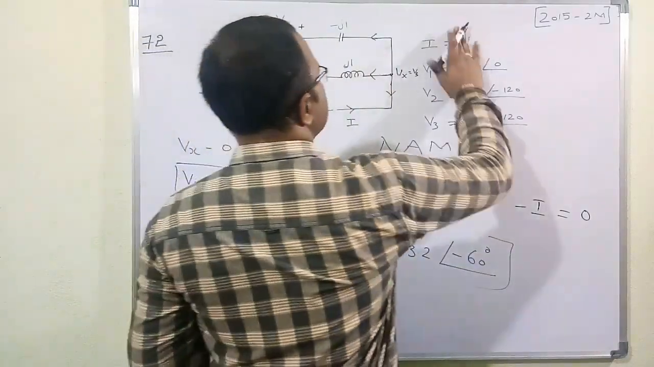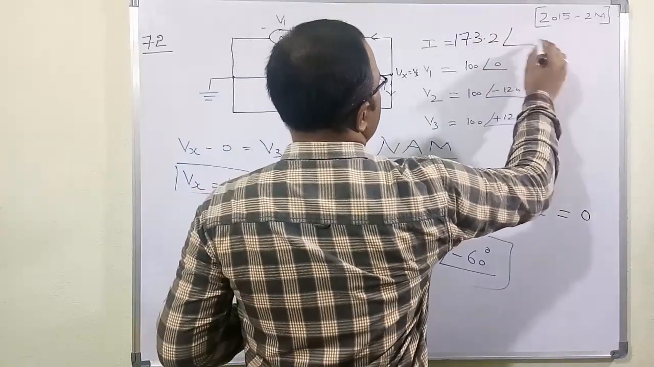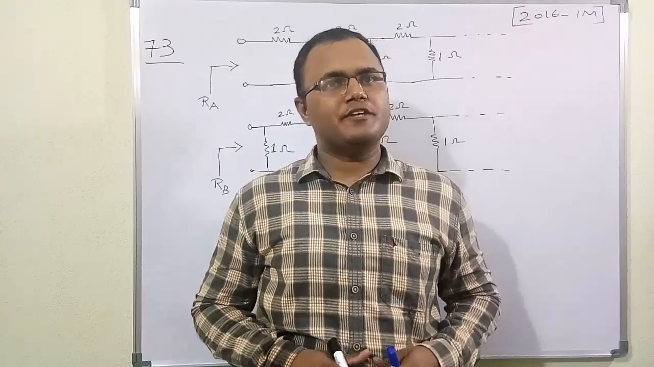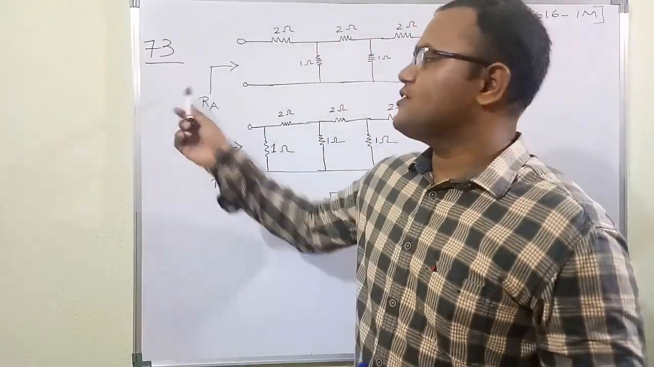Therefore, the current I is equal to 173.2 at an angle of minus 60 degrees. After solving the previous problem, now let's move forward to another numerical. The numerical number is 73.